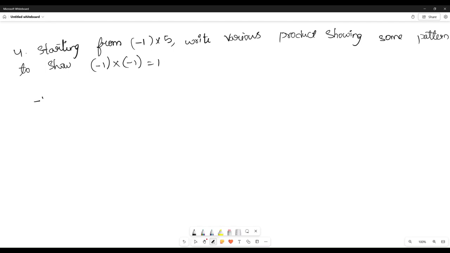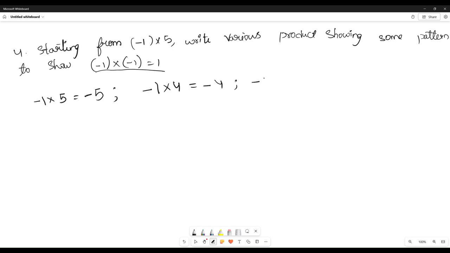In the fourth question, what they have given, starting from minus 1 into 5. We have to start from minus 1 into 5, write various products showing some pattern to reach minus 1. So minus 1 into 5, negative into positive is always negative. 1 into 5 is 5. The next we have to go in a descending order. Minus 1 into 4 is minus 4.